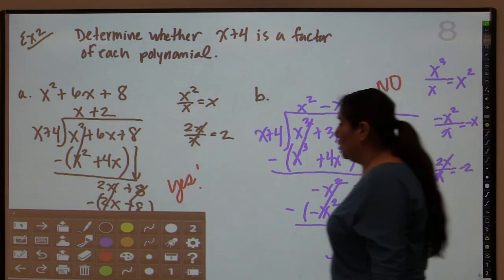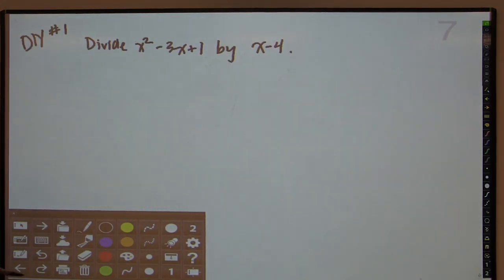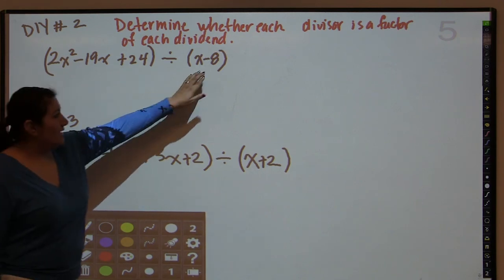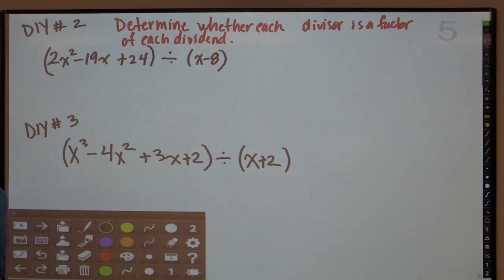So now I'd like for you to try these two examples here. Again, it says determine whether each divisor is a factor of each dividend. So in this case, x minus 8. In this case, x plus 2. Make sure that you answer yes or no at the end, depending on whether or not you got a remainder.